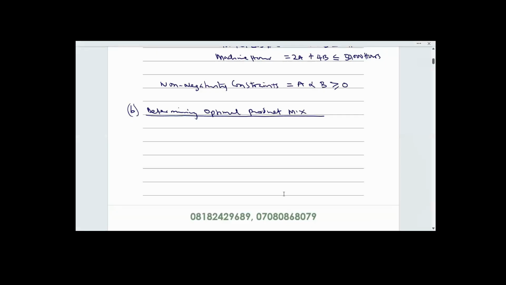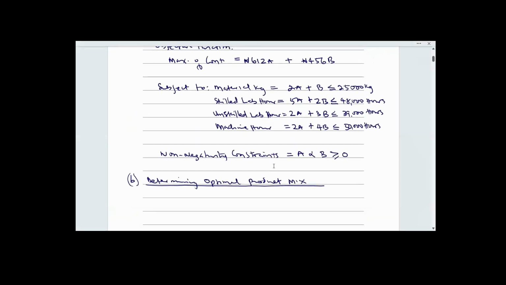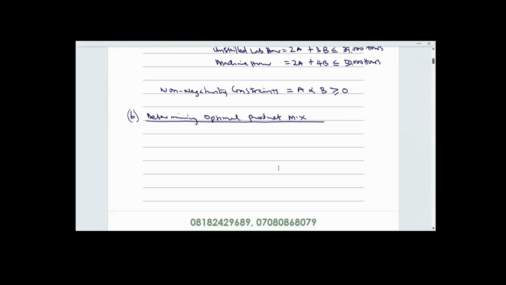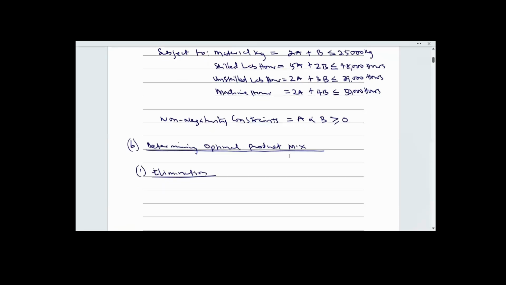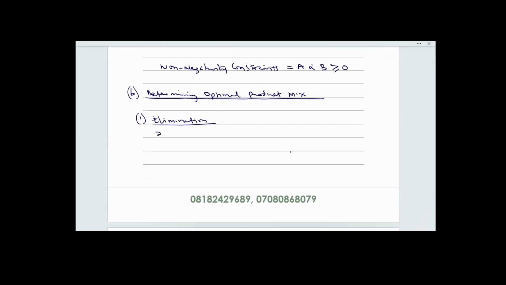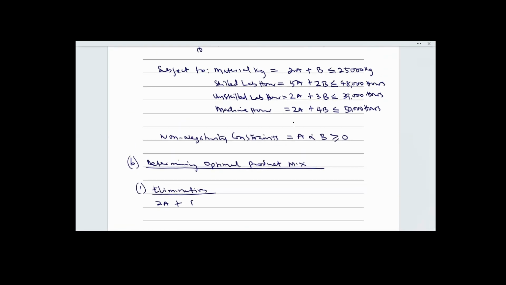The first thing I would do is formulate the linear programming model, but the examiner has already asked us to do that in A. Therefore, I will just bring out the equations and solve using elimination. Don't go and say elimination method, just go ahead and solve your question. We have 4 different equations. The first equation is 2A plus B equal to 25,000. That's equation 1.